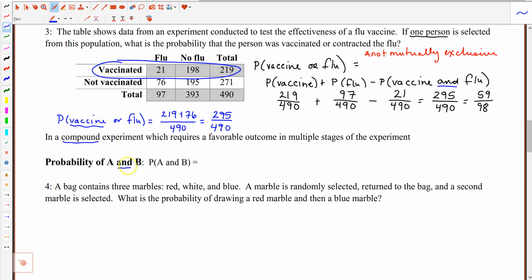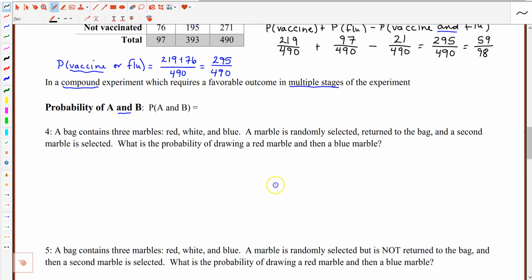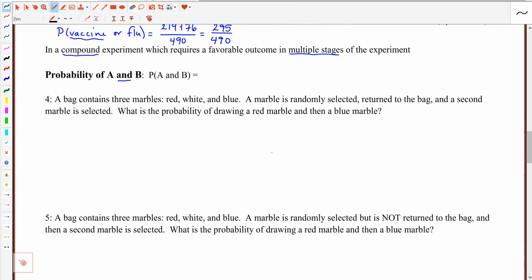So this is a slightly different usage of the word "and." Because this experiment is a compound experiment, you're going to have multiple stages involved. Now, if I'm trying to find the probability of A and B from a multi-stage experiment, that probability is going to be the probability of A times the probability of B. Since I'm looking at multiple stages, what this word "and" is getting at is that event A occurs and then B occurs.